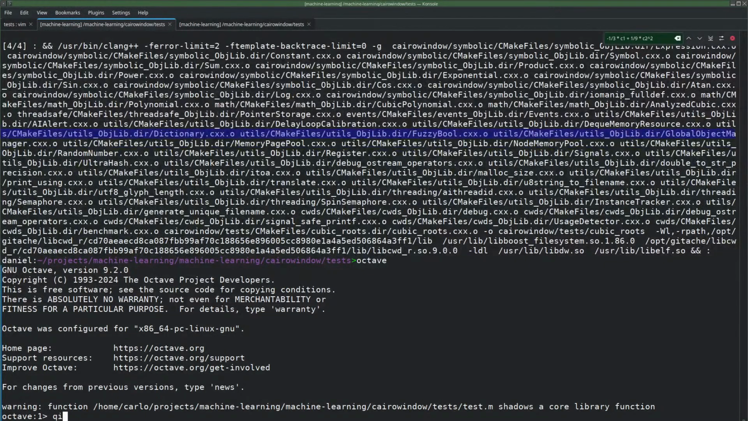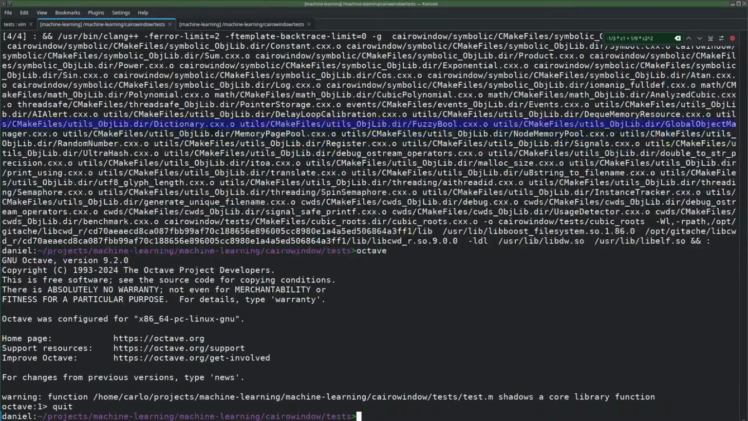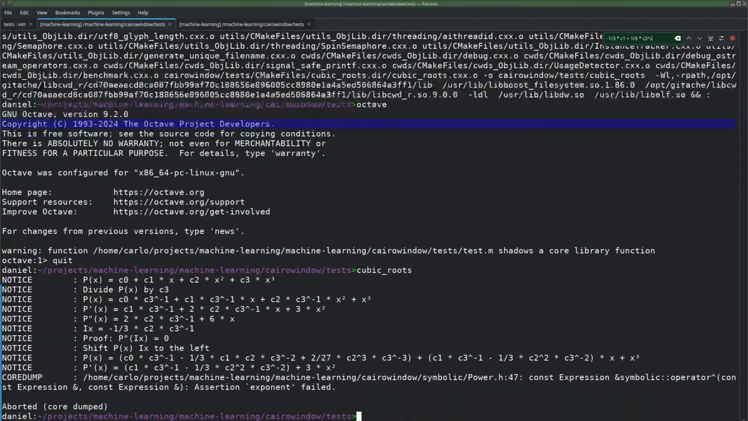No, not safe. Pling, and still it doesn't work. Exponent failed.